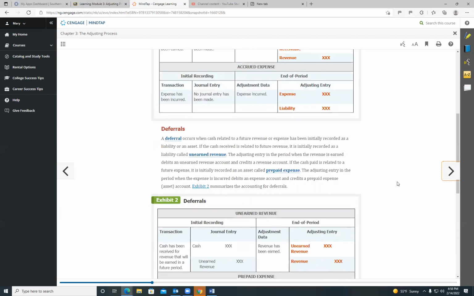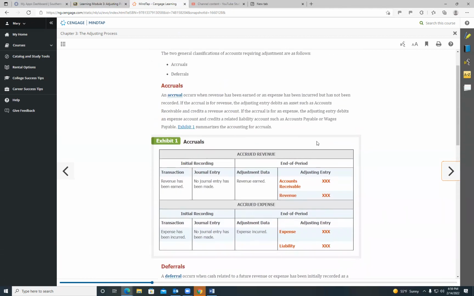So what is a deferral? A deferral occurs when cash related to a future revenue or expense has been recorded as a liability or an asset. So your unearned revenue and your prepaid expenses are deferrals. This means that the cash portion of the transaction has occurred, but the other action has not. In other words, you've not earned it, and the expense has not been incurred. So it's kind of the opposite.